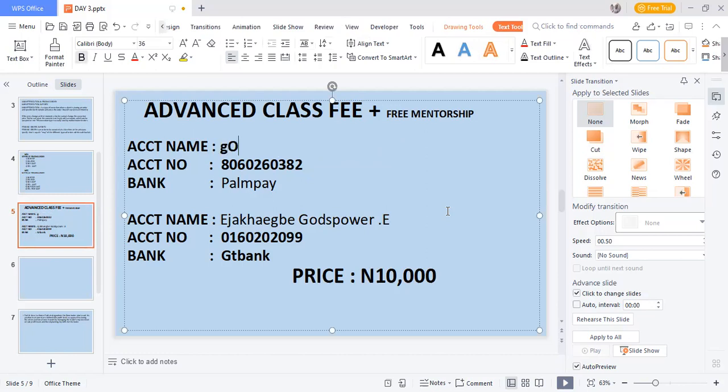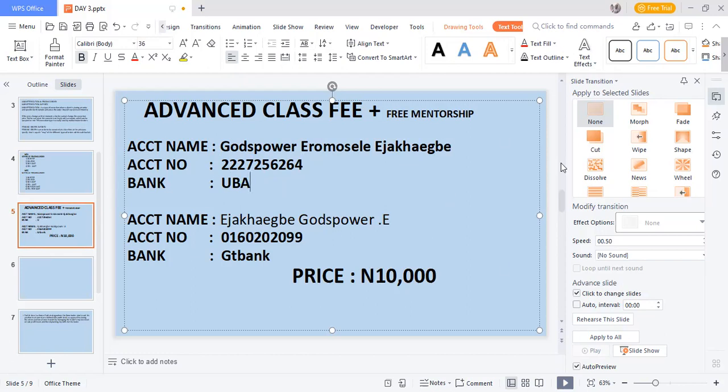Now, please, when you pay into these account numbers you see, please don't forget to send me a screenshot on my WhatsApp. I repeat, don't forget to send a screenshot to my WhatsApp, because there are so many fraudsters outside. When you send the screenshot to me, I will know that you are the one who is paying. Or better still, when you send payment to my account, call my number.